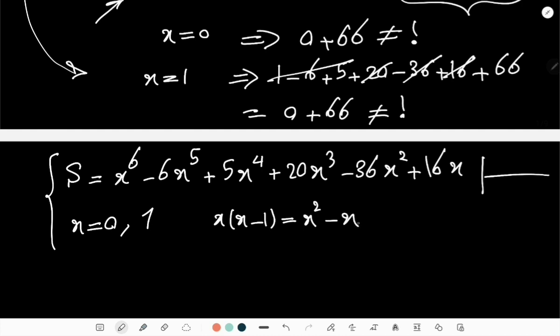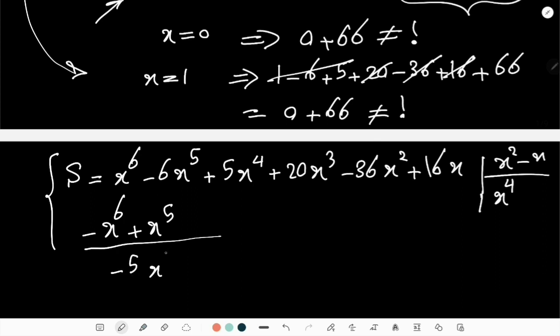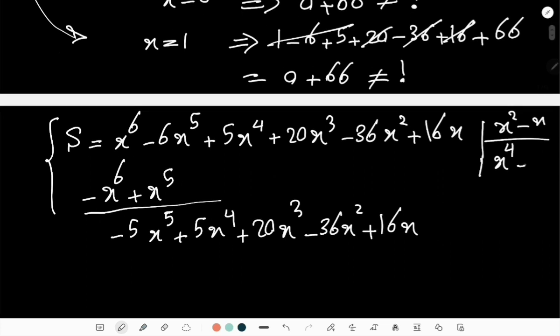I will divide by x squared minus x. In order to perform this division, let us delete that. And what I will get is basically x to the power of 4. And here is minus x to the power of 6 plus x to the power of 5. Let's do this division and see what we get. Minus 5x to the power of 5 plus 5x to the power of 4 plus 20x cubed minus 36x squared plus 16x. And then I get minus 5x cubed.